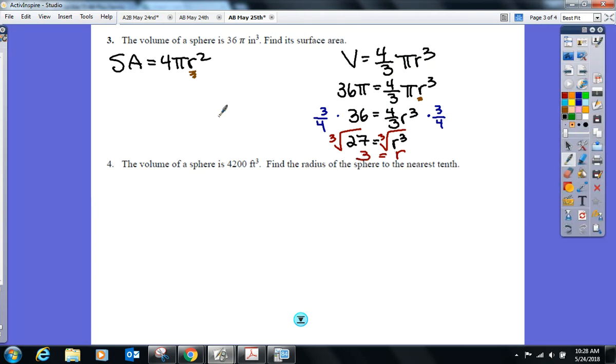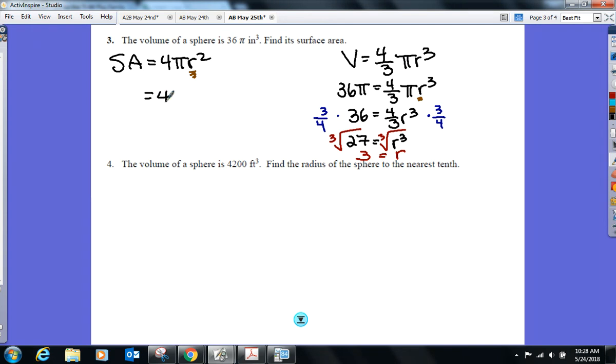So I take that answer of 3. I go back to my surface area. 4 pi times 3 squared. And we'll just leave it in terms of pi so we don't have to write out the full decimal. We end up with 36 pi, since it's surface area, square inches.